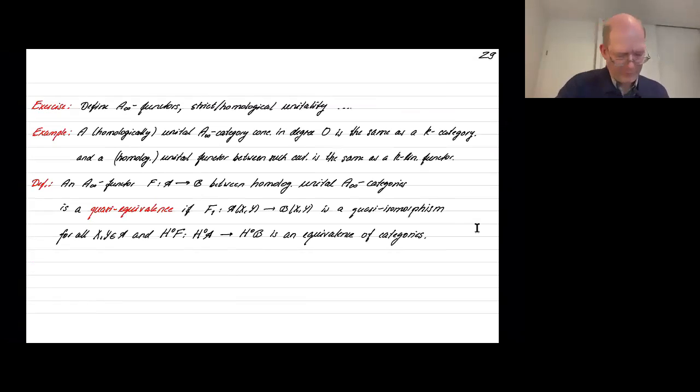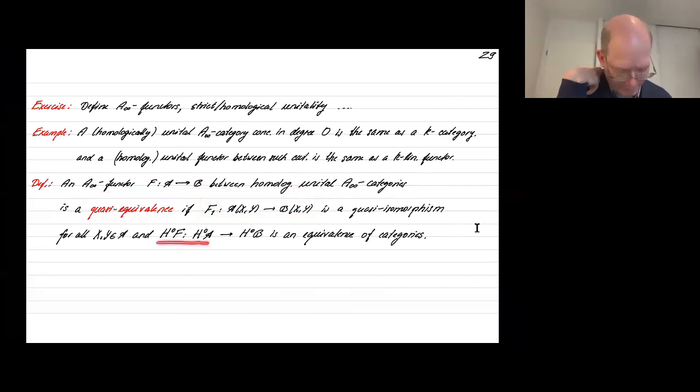Okay. And then there is one interesting notion which doesn't make much sense for algebras. That's the notion of a quasi-equivalence, which is completely analogous to the one we have for DG categories. We say that an A-infinity functor between homologically unital A-infinity categories is a quasi-equivalence if it induces quasi-isomorphisms between the morphism spaces. So its first component induces quasi-isomorphisms in the morphism spaces.